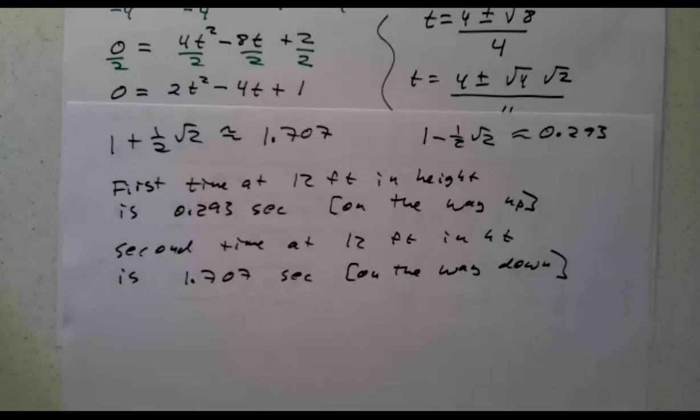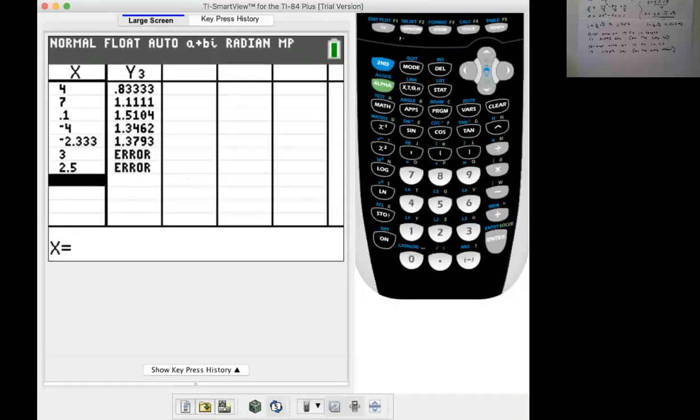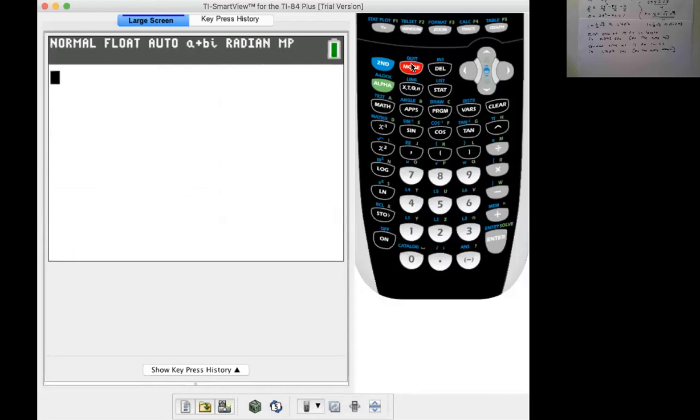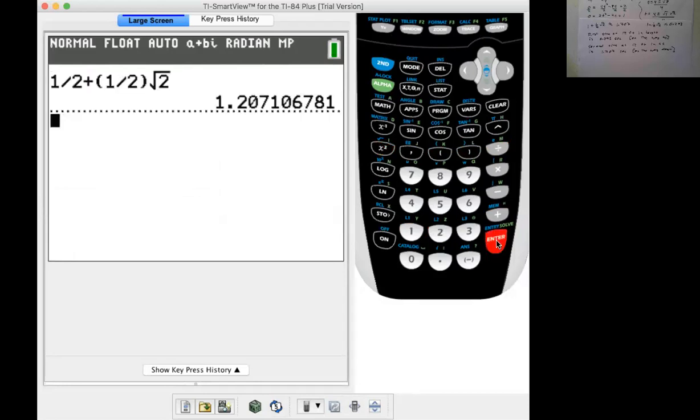So let's pull that window up. Here it is. So first of all, 1/2 plus 1/2 times the square root of 2. I just want to show you how I was able to get that. That should be 1.707.